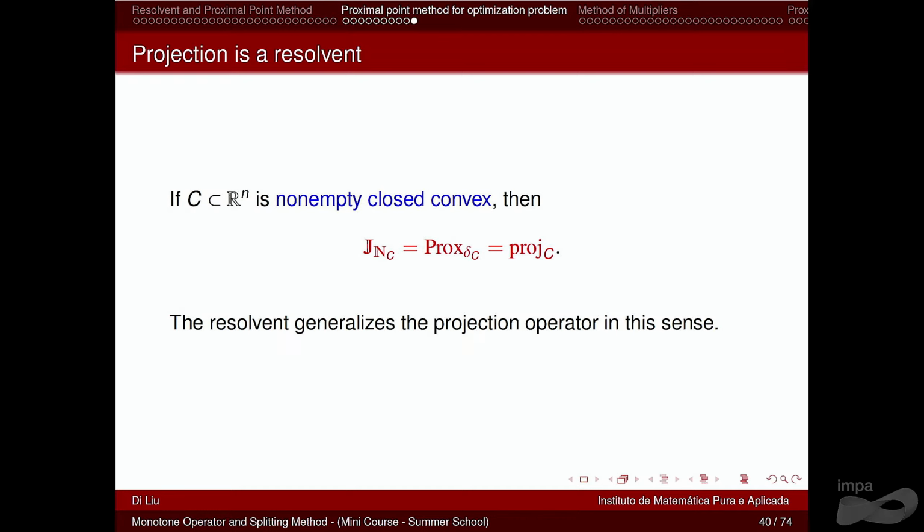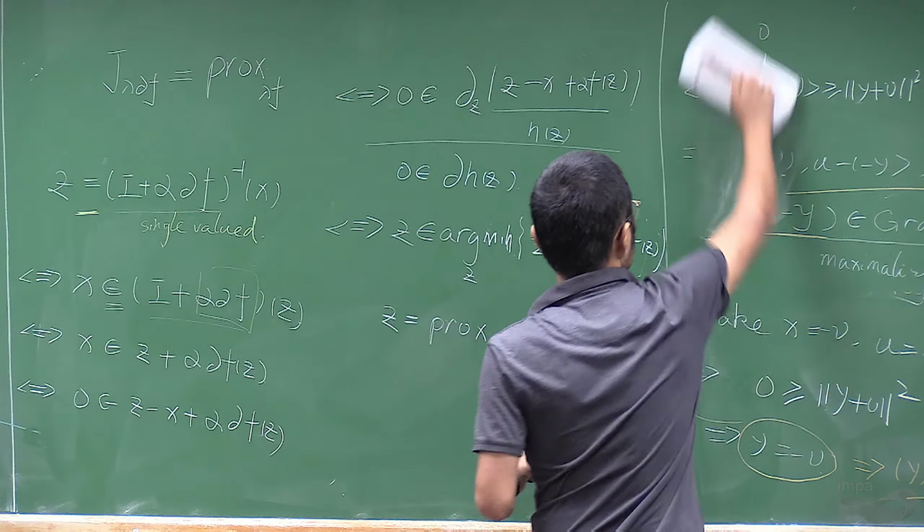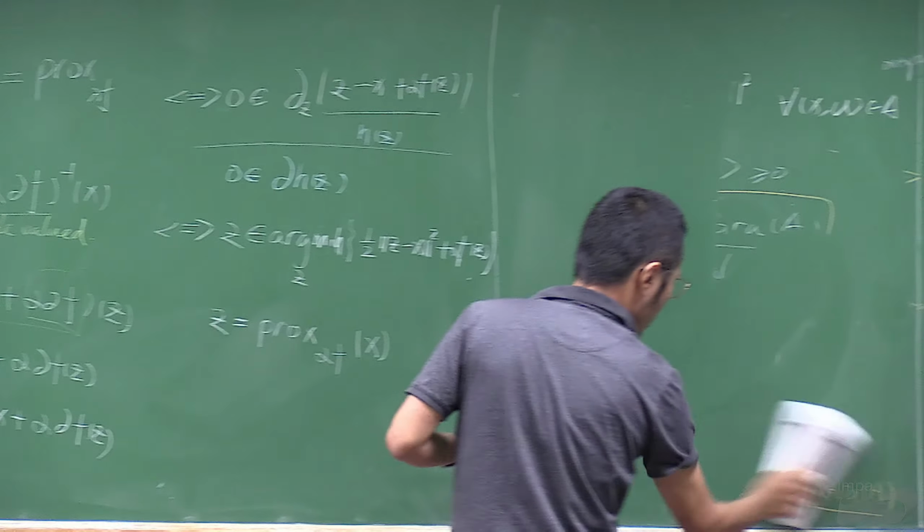Okay, another interesting example is if C is a non-empty, closed, and convex set. We give a conclusion here. We recall the conclusion.